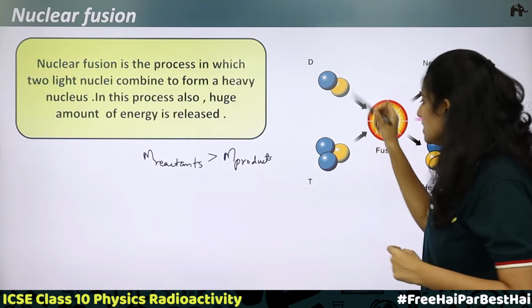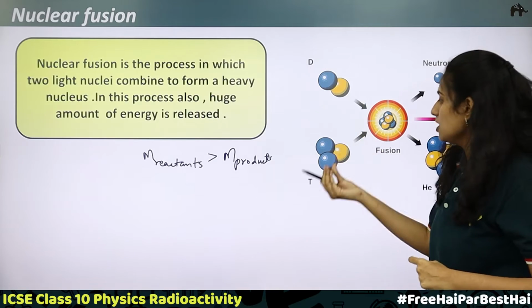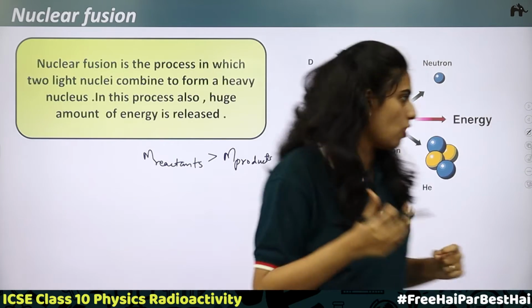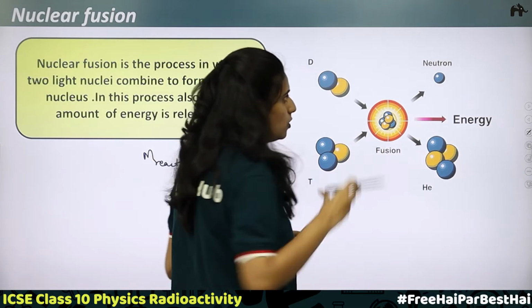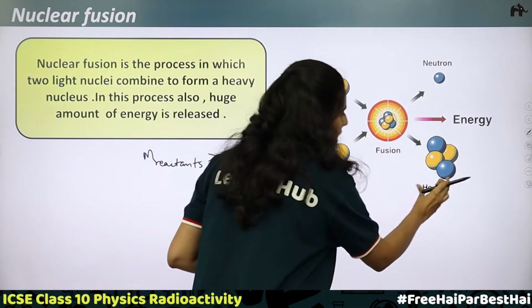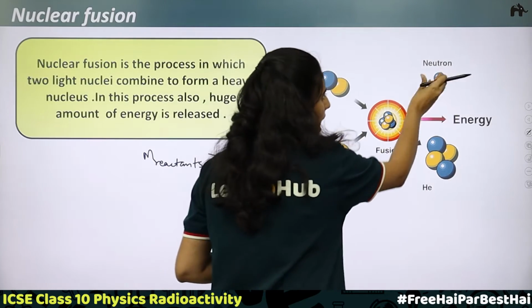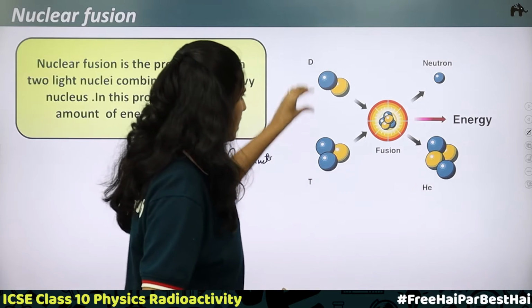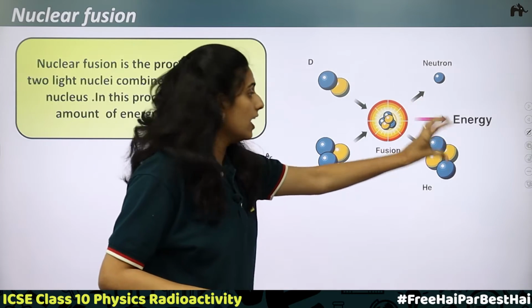So two lighter nucleus, here deuterium and tritium nucleus combine to form. Okay, it undergoes fusion, releasing a helium atom, energy and a neutron. Okay, so these are the lighter nuclei, they are forming a heavier nuclei.